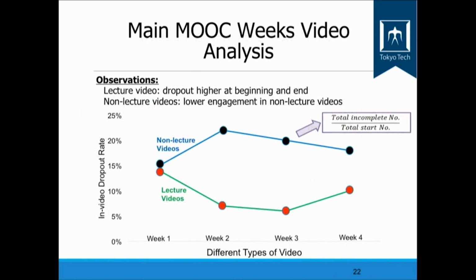Back to Deep Earth Science. This graph shows the difference in the in-video dropout rate between the lecture videos and the non-lecture videos. Remember, there are two types of videos in Deep Earth Science, the lecture ones and the non-lecture ones. As you can see here, the lecture videos had a lower in-video dropout rate than the non-lecture ones.